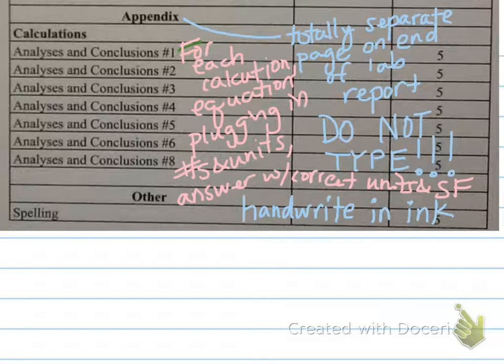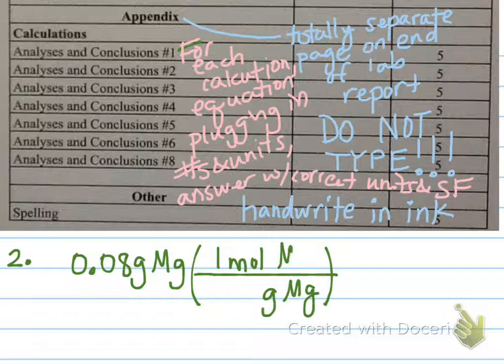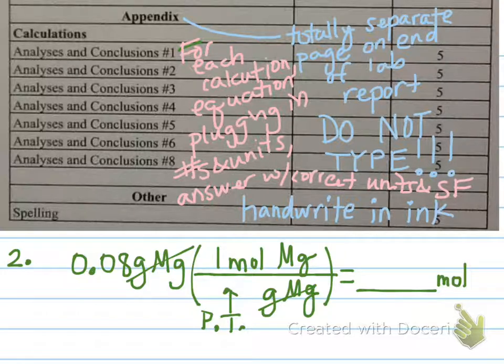But let's say we're looking at number 2. Okay, so analysis and conclusions number 2. So I don't care if you say that it's number 2, that's fine. But then you're going to have some number, let's say it's 0.08 grams of magnesium. It's going to be your answer from number 1. And you're supposed to convert it to moles of magnesium. So you're going to use grams of magnesium to 1 mole of magnesium. And again, this number in front of grams, this comes from your periodic table because that's the molar mass of magnesium, equals, and then you're going to have your number. You're going to have moles of magnesium.